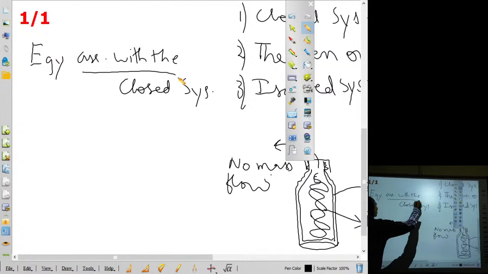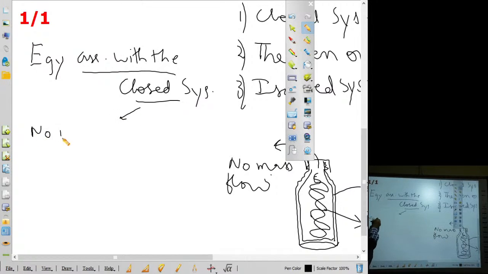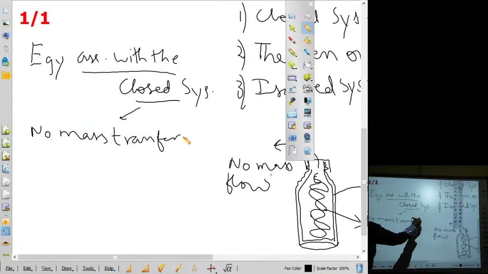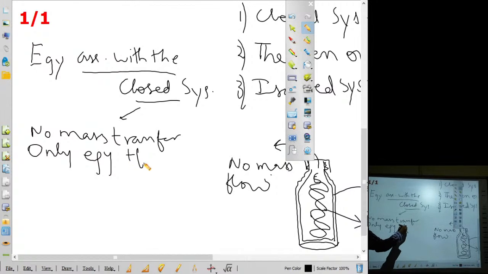Now, here what we have studied is that there is no mass transfer. Only energy transfer. This, which is associated with the closed system, is known as the transit energy.